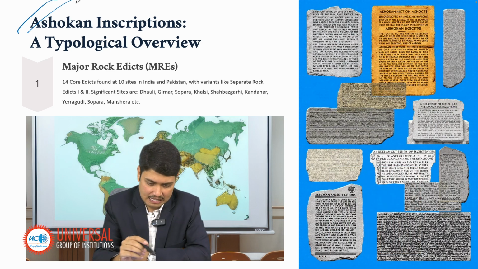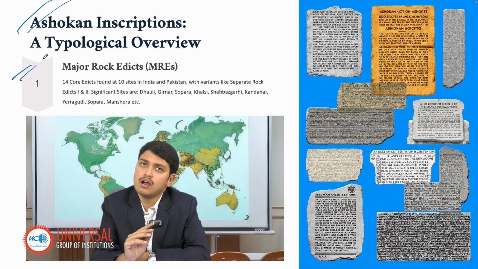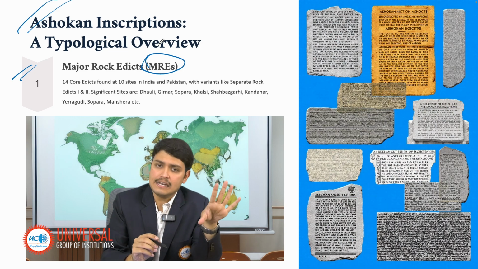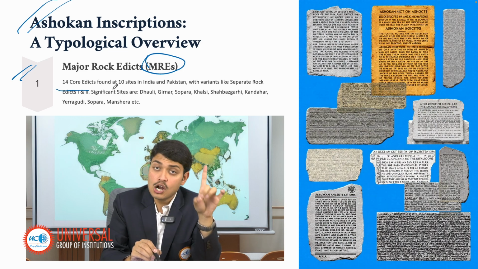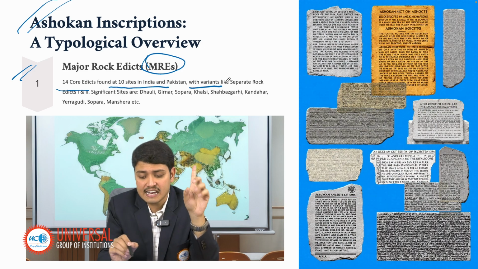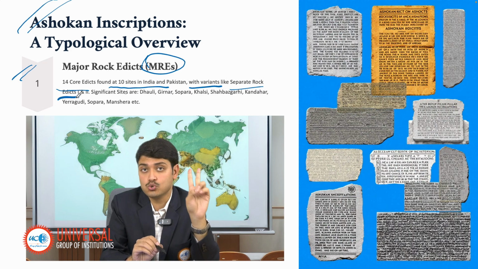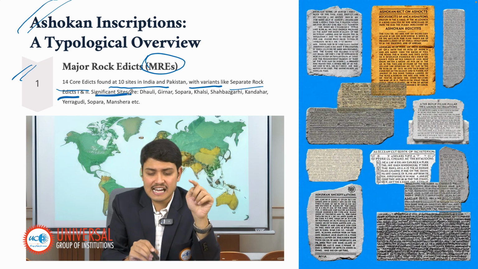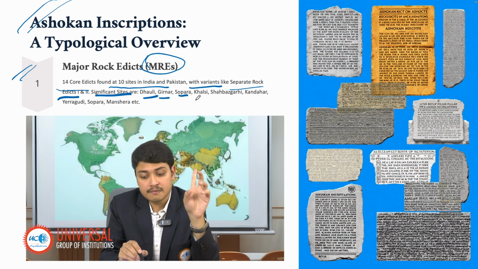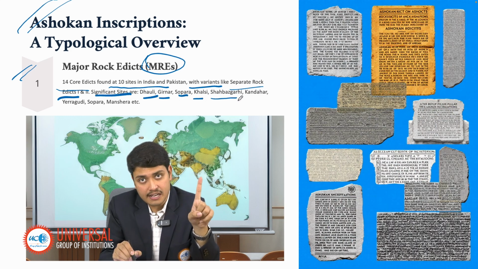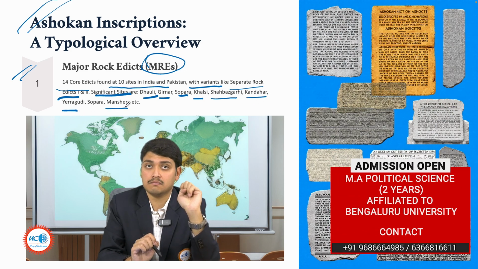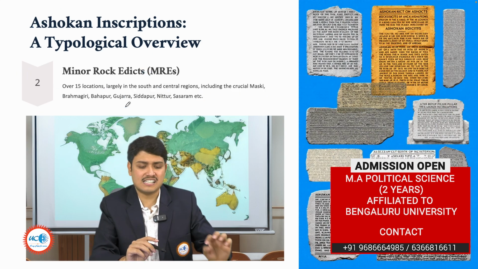typological overview. First point is major rock edicts, that we call MREs. There are 14 major rock edicts found at 10 sites in India and Pakistan. These are very important, with variants like separate rock edicts 1 and 2. Significant sites are Dholi, Girnar, Sopara, Khalsi, Shahbazgarhi, Kandahar, Yerragudi, and Mansehra. There are other sites as well.